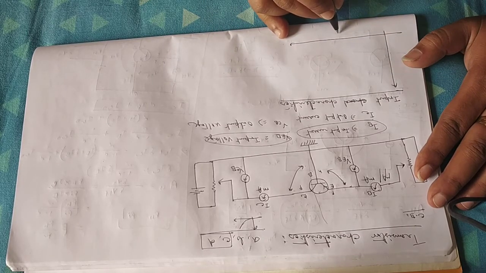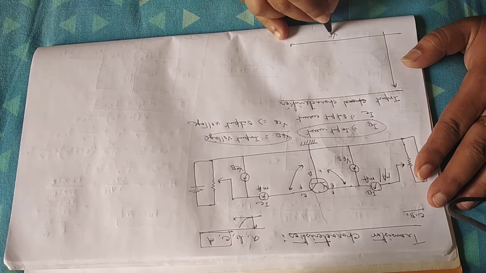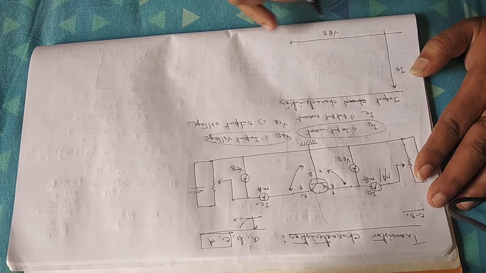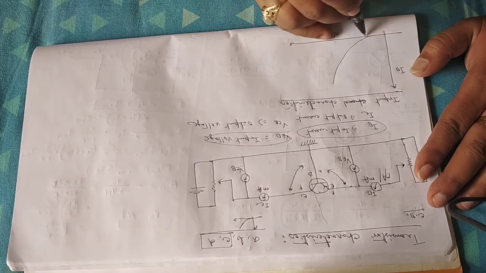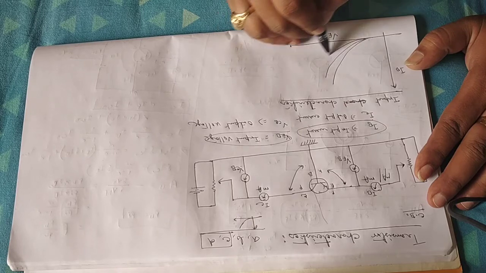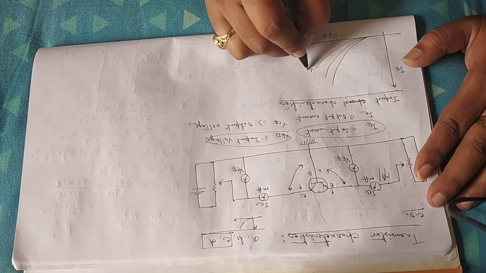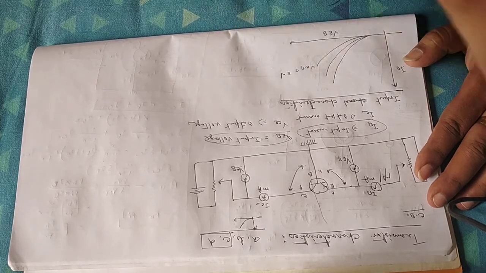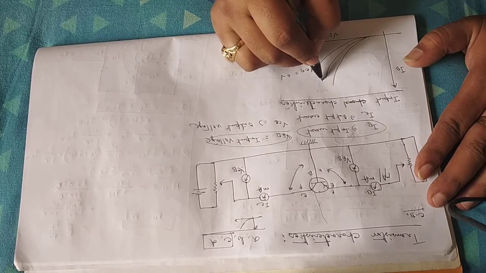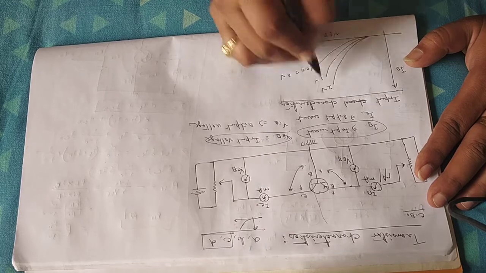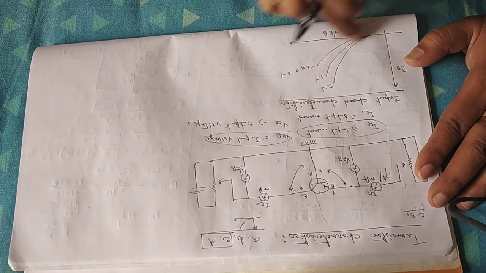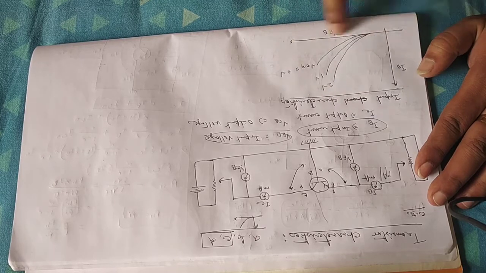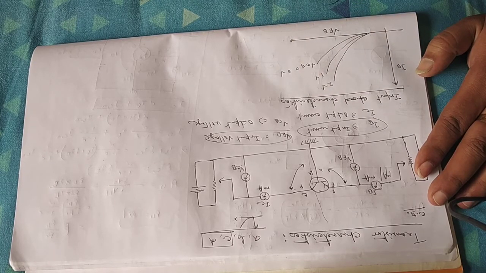Input voltage means VEB and IB. The curve will be like this. This is for VCB 0 volt. This is for, suppose, 1 volt, this is 2 volt. That is, with increase in value of VCB, the curve will shift like that. These characteristics curves will be called the input characteristics.